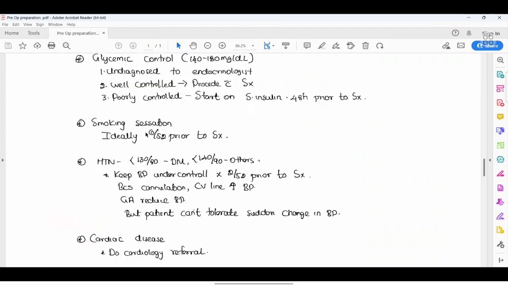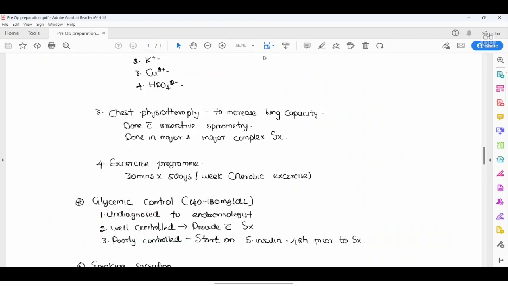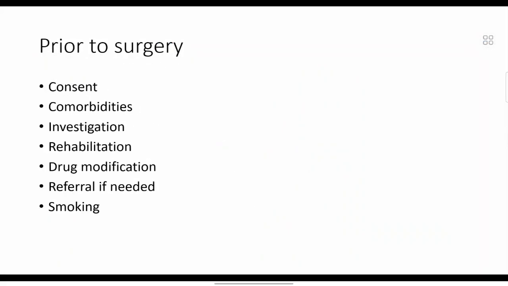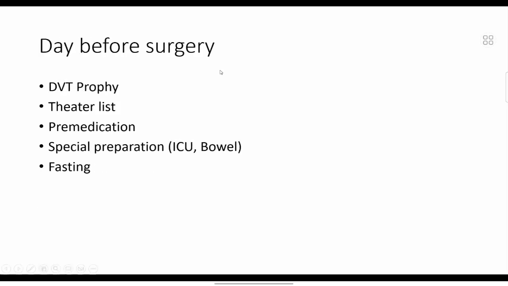And those are the things that we are doing prior to the surgical admission. So I think you would have got it. Then the next one is the day before surgery. The patient usually gets admitted the day before the surgery, around morning or evening time.